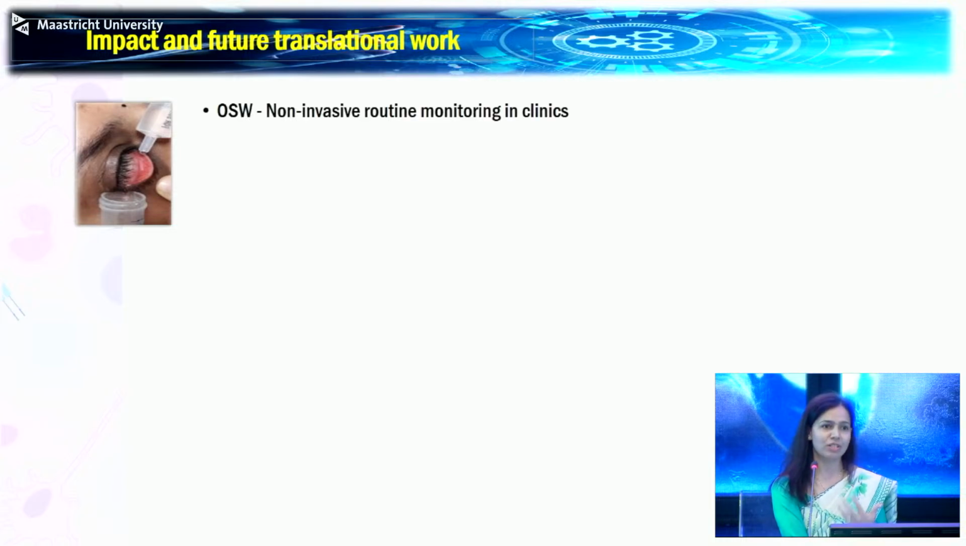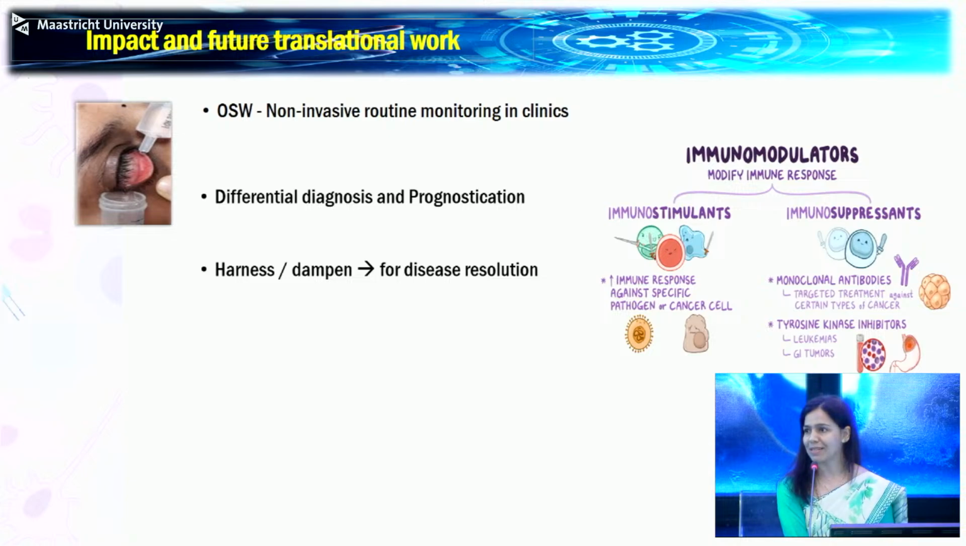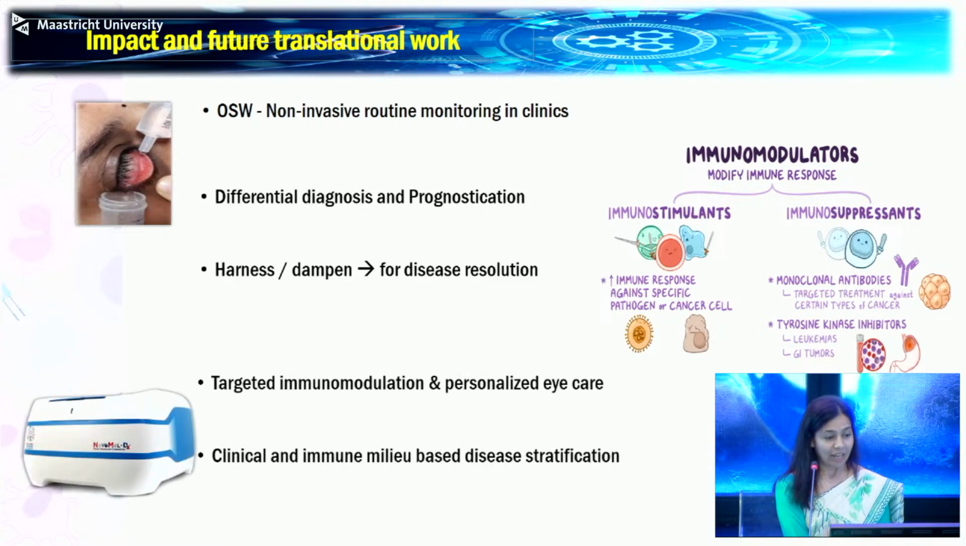So what is the impact and what is our future potential for translation? Of course, the ocular surface work now we know has been picking up a different profile across so many different conditions, and maybe we can use it routinely for non-invasive monitoring. This will help us in our differential diagnosis and prognostication, help us to harness or dampen for disease resolution. Immunomodulation, of course, is where we are heading, and targeted immunomodulation is where we want to go.